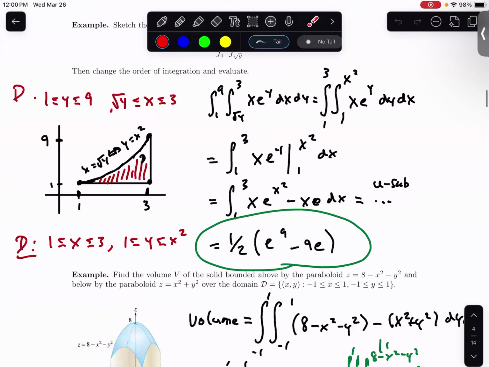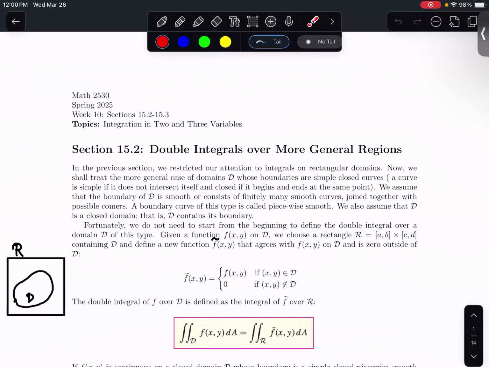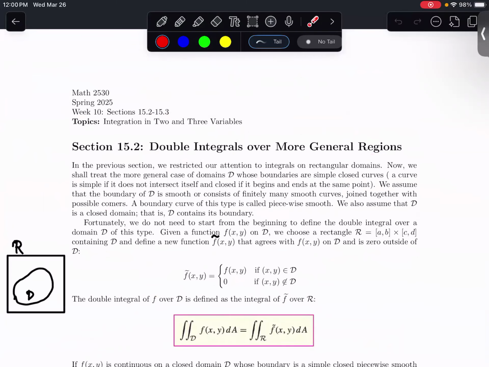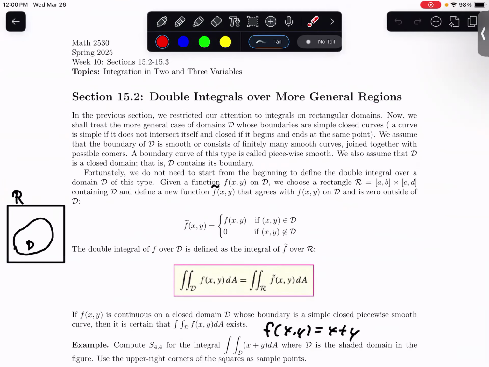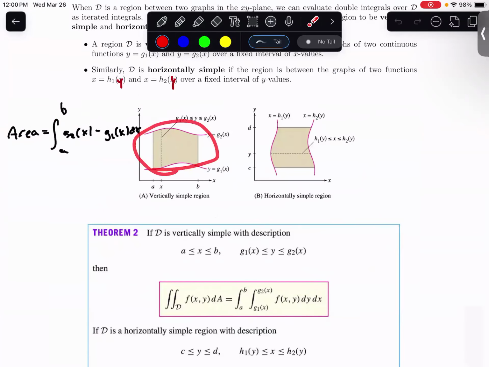We're pretty much done with section 15.2. This is a reminder that 15.2 is just looking at double integrals over more general regions. Like we knew how to do them on rectangles, and now we know how to do them at least over these kinds of regions, right? Where it's vertically or horizontally simple.